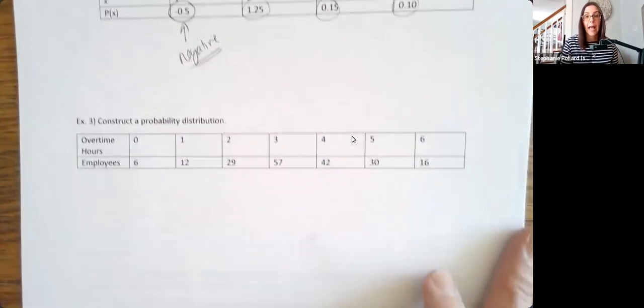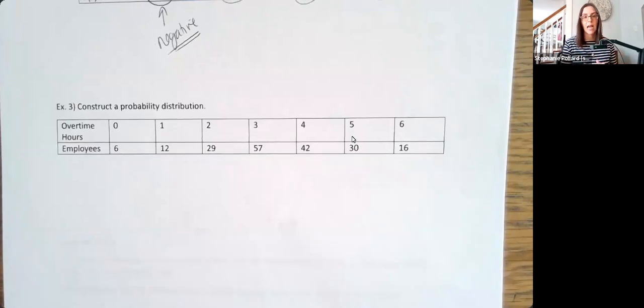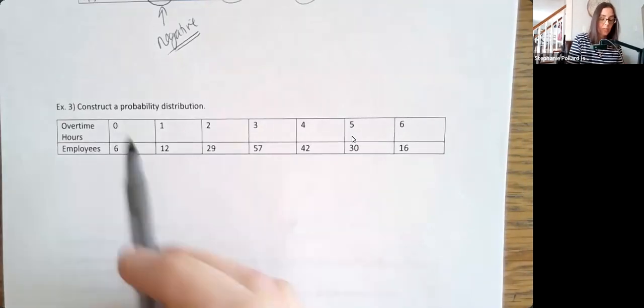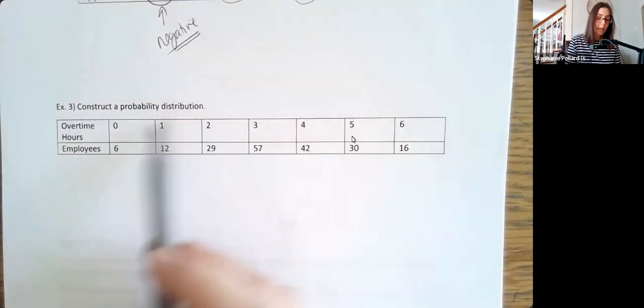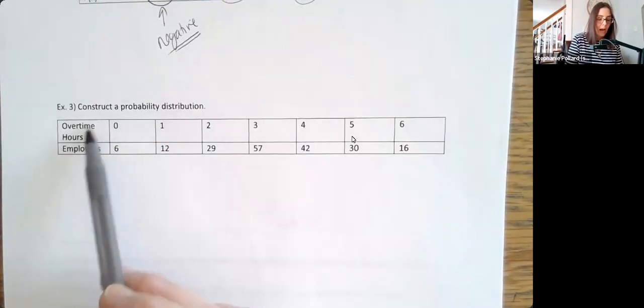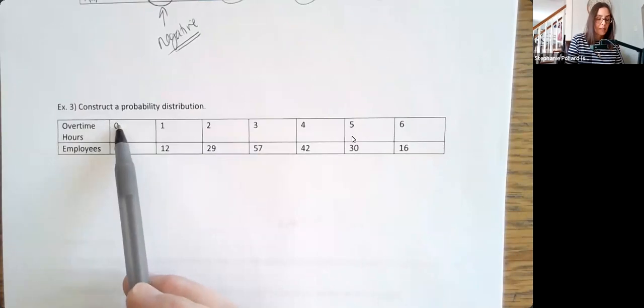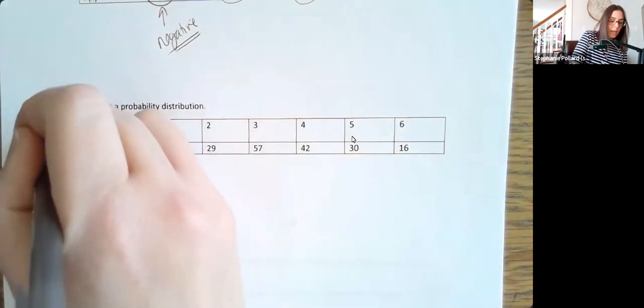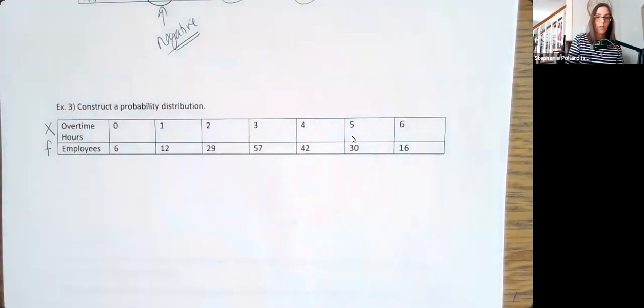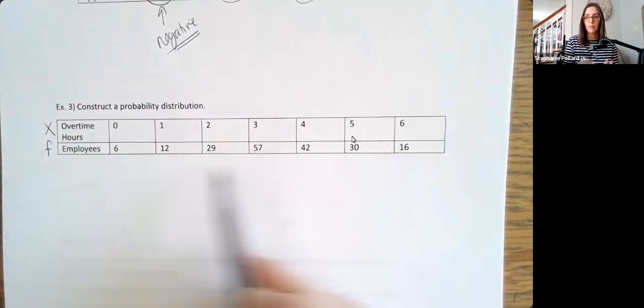Now in the next example, we'll actually create our own distribution and see how it works. So in this case, we're going to construct a probability distribution for the following data. You have the overtime hours that are worked by various employees. This would be our X here. And then the second one is your frequency count. So when you have a table like this that you're starting with, again, these are not probabilities, right? They're not in probability form.